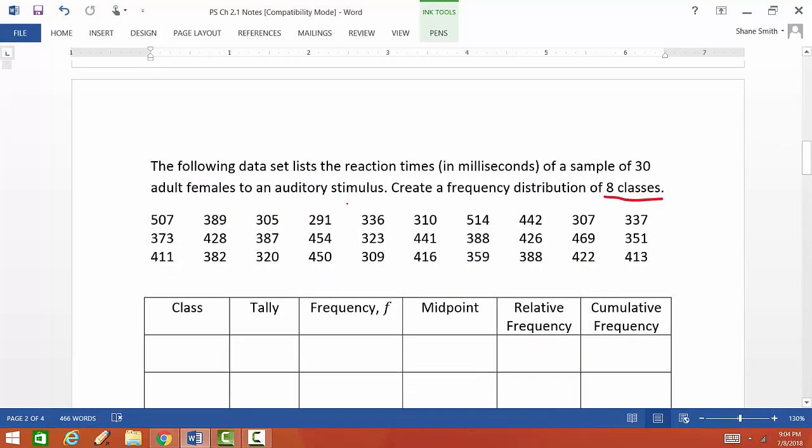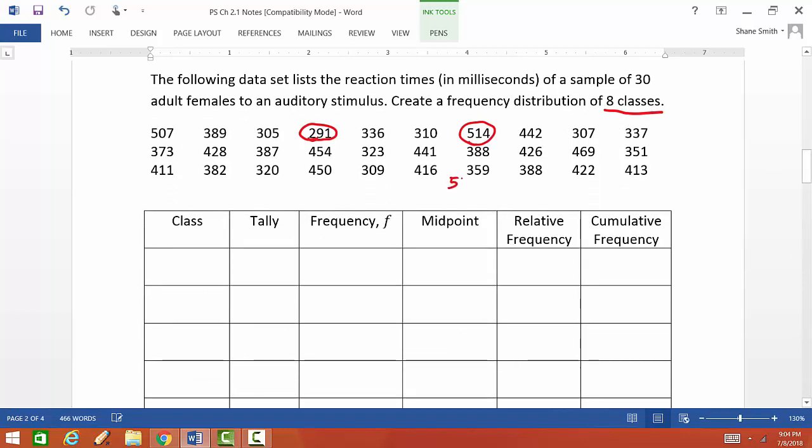So the smallest number in our data set is 291. The largest number in our data set is 514. So we'll take 514, subtract 291, and then divide by the total number of classes, which is 8. And this is 27.875. Because our data set is whole numbers, we're going to round this up to 28. And we always round this up. Again, this is called the class width.